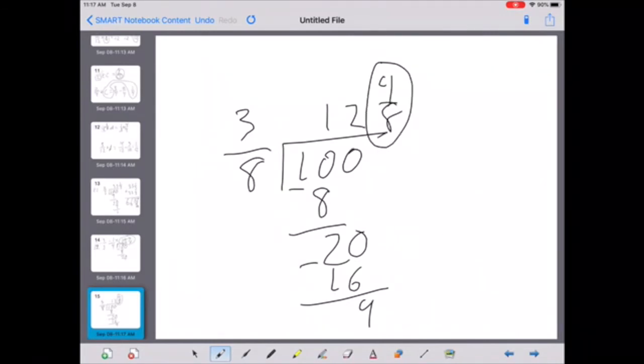I like to reduce this. It's easier to work with. What number goes into both 4 and 8? 4 does. So I divide both by 4. 4 divided by 4 is 1. 8 divided by 4 is 2. So I have 12 and 1/2.